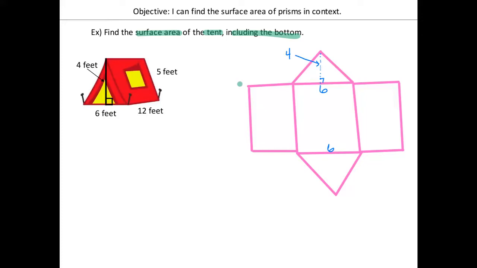And then if you try to visualize the bottom of the tent, what dimensions is that bottom rectangle right there? It's 6 feet by 12 feet, right? The bottom is going to be 12 feet. So then I know that this is going to be 12 right here.